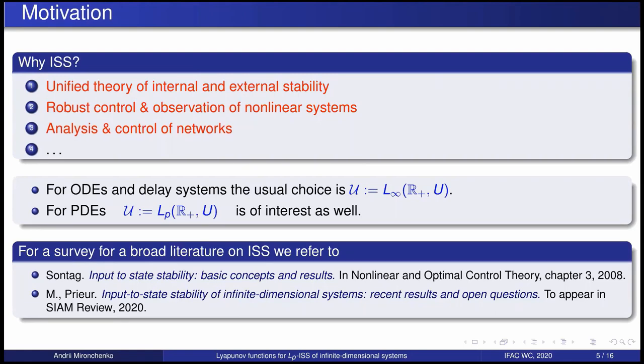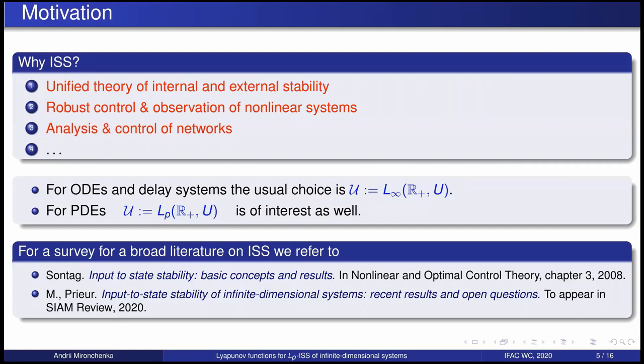Nowadays, the ISS theory for ODE and time delay systems is already a major theory with lots of applications. In this theory, the usual choice of the input space is the L-infinity space. Very recently, the ISS theory has started its development for infinite dimensional systems. For this kind of systems, both L-infinity space as well as L-p input spaces are of interest.